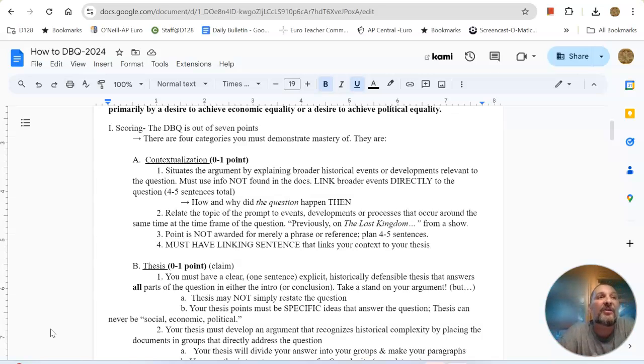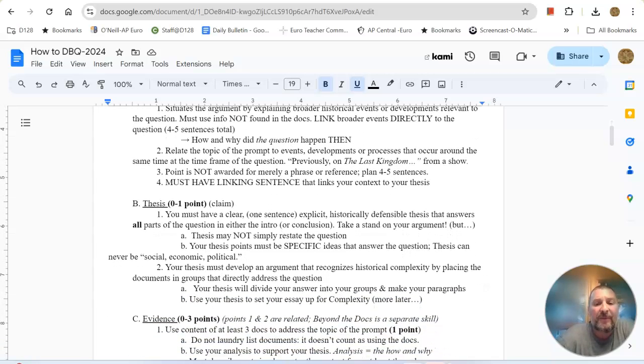Another way to think about it is what chapter is this question in? So let's say we had a question about the plague, hypothetically speaking. There's one section in your reading on the plague. That's great. What's the chapter that's in? So you set that up with the Middle Ages. You talk about the age of faith. You talk about the lack of knowledge of disease, different ways to do that. Okay? The point is not awarded for merely a phrase or reference. Like I said, you're planning 4 to 5 sentences, and one of those is your linking sentence. That's connecting your context to your thesis.